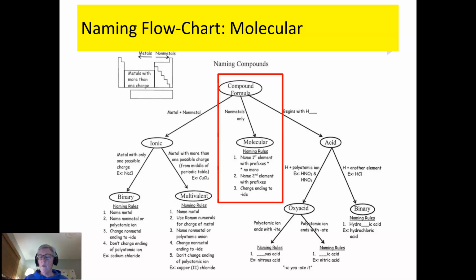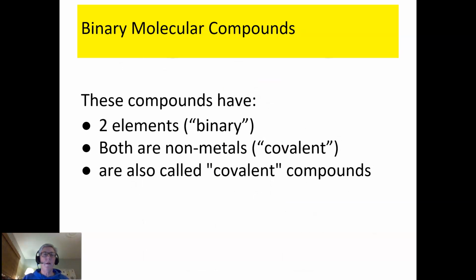So this is relatively new for you guys. I think we've only done it for 1 day, but it's really not that bad, I don't think. So let's practice. Remember, they're still binary, so there's 2 elements. Both are nonmetal, and sometimes they're also called covalent compounds. So molecular and covalent are sort of synonymous.